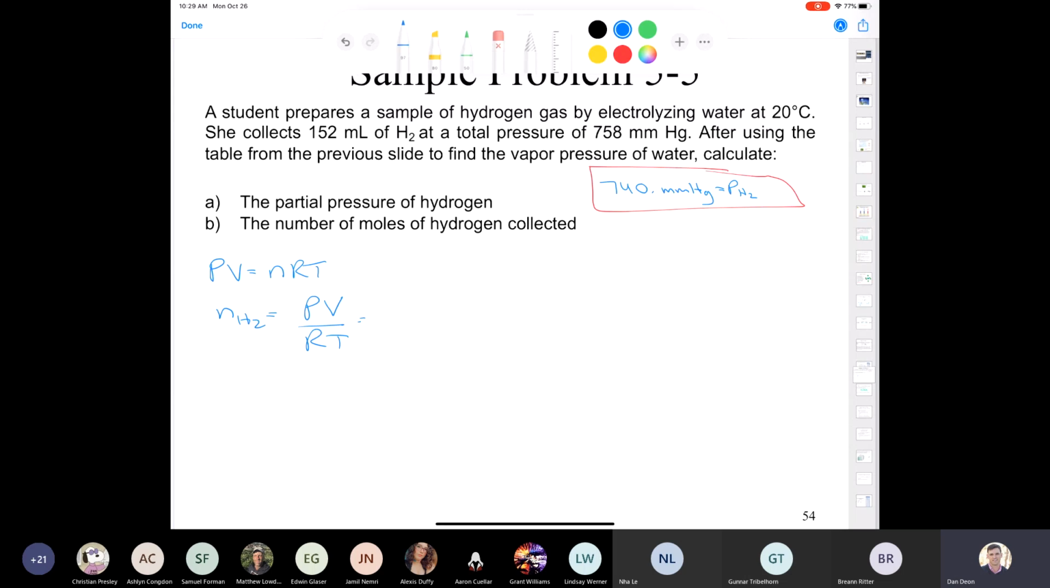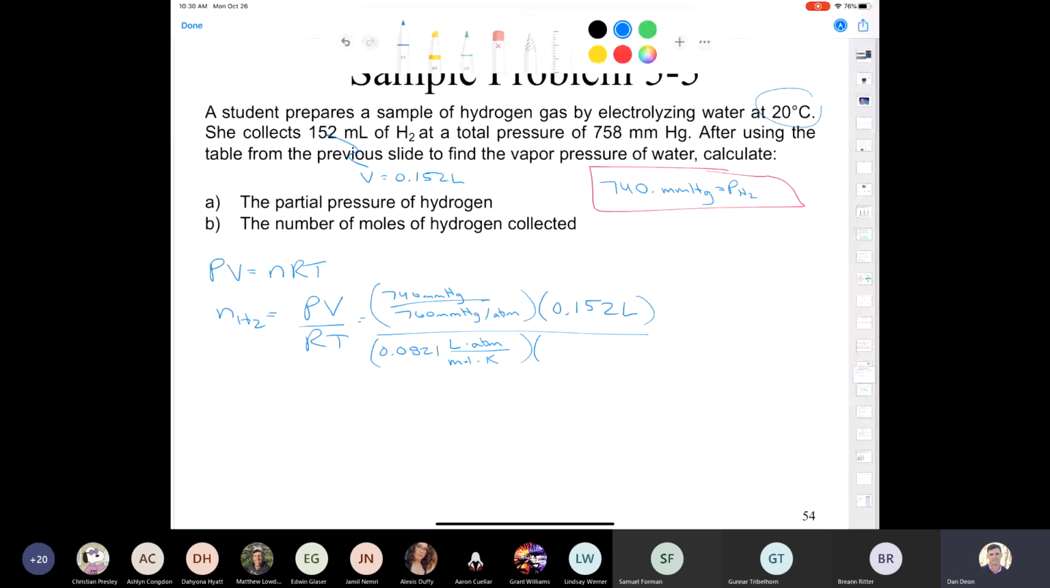We have the pressure of our hydrogen. We're going to need to convert that into atmospheres. And so we can do that right here: 740 millimeters of mercury divided by 760 millimeters of mercury per atmosphere. The volume is 152 milliliters, so volume is equal to 0.152 liters. I did that one in my head. 0.152 liters, divided by the gas constant, 0.0821 liter atmosphere per mole Kelvin, multiplied by the temperature, which is 20 degrees Celsius.